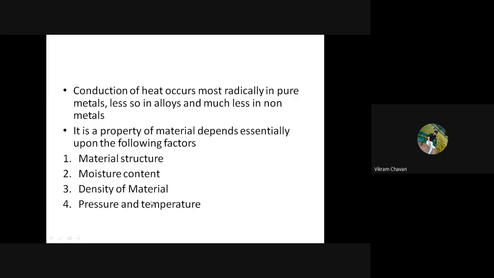So the thermal conductivity also depends on the external factors, pressure and temperature, and on the material properties, which are the material structure, moisture content, and density of the material. These are the material properties on which the thermal conductivity of a material also depends.